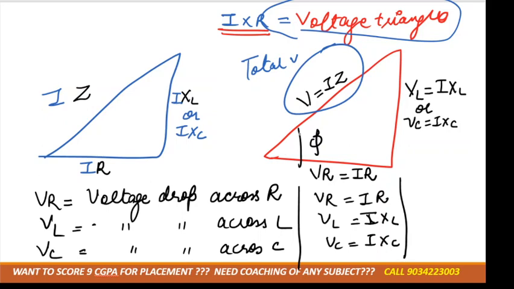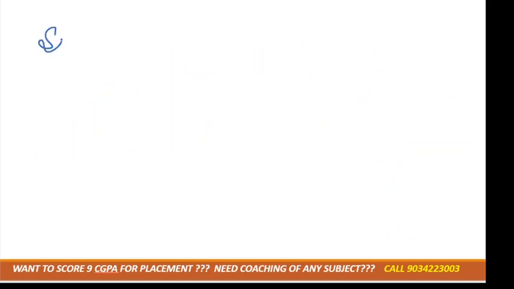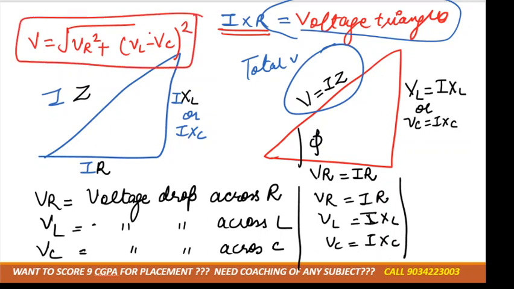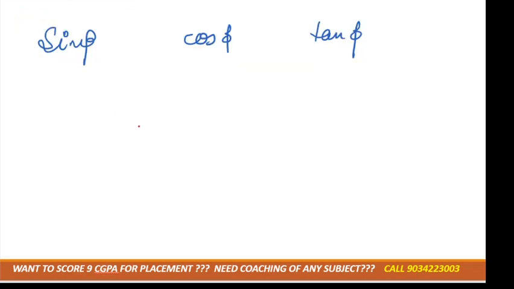Now see, from here also you can calculate sin phi, cos phi, and tan phi, right? If we apply the Pythagoras theorem in this, then what will we get? V is equal to root of VR square plus (VL minus VC) whole square. V is the hypotenuse, and the others are base and perpendicular. So we'll get the formula V is equal to root of VR square plus (VL minus VC) whole square.